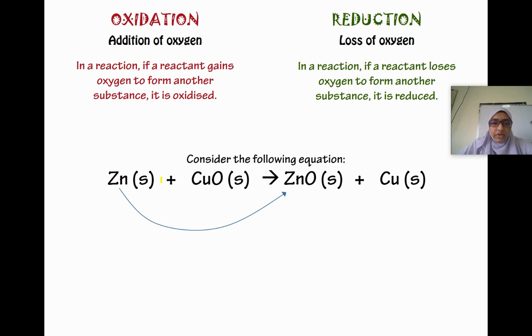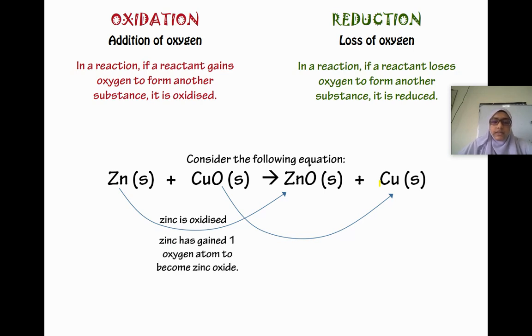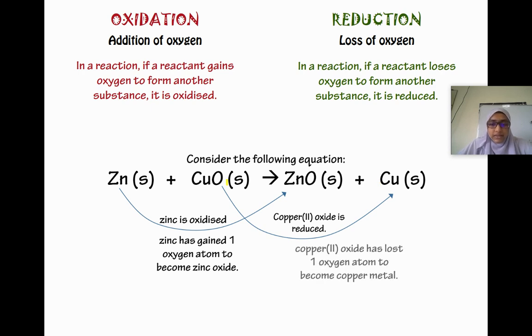Okay, my first error has already come up. So you can see zinc has become zinc oxide. So it has gained oxygen. And copper 2 oxide, CuO, has become copper. It has lost oxygen. Okay, so zinc is oxidized because it has gained an oxygen, and copper 2 oxide is reduced. It has lost the oxygen.